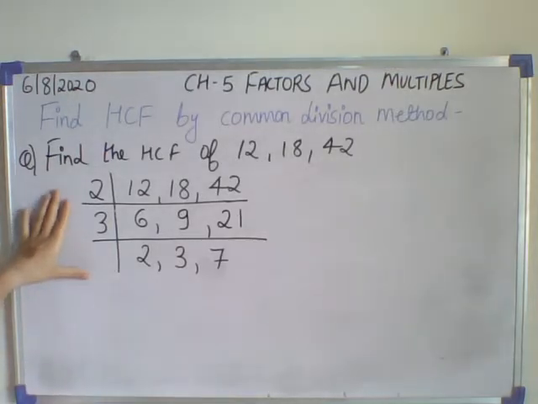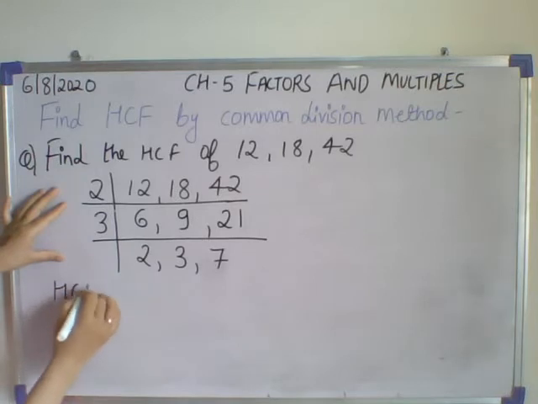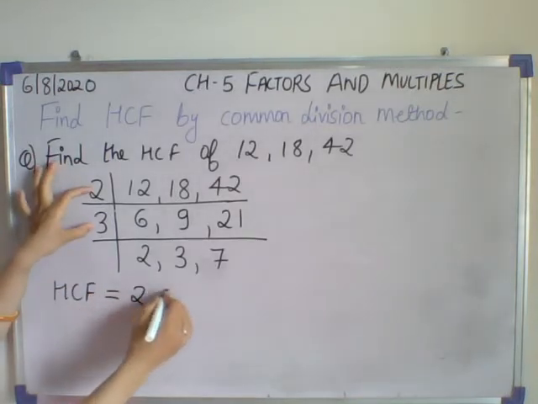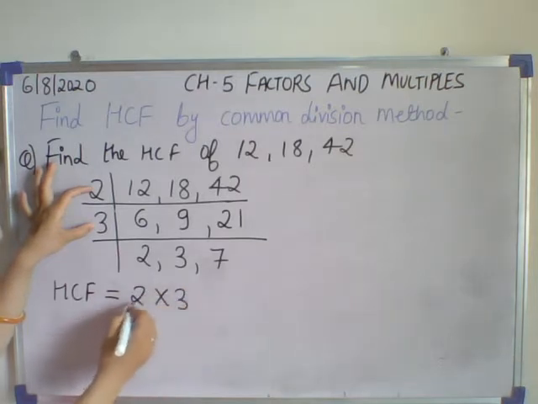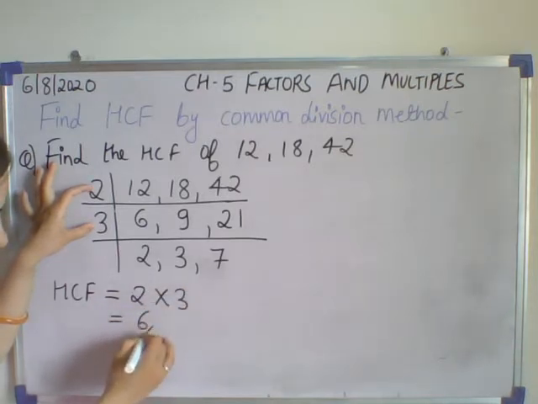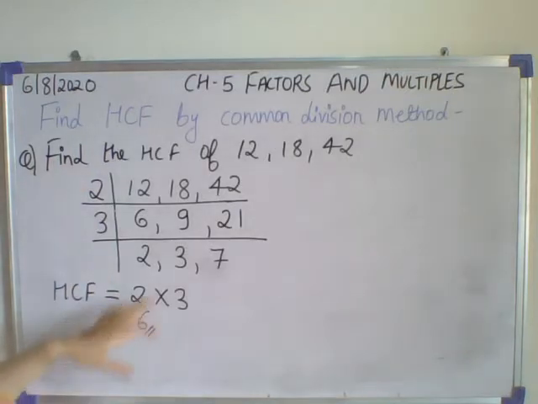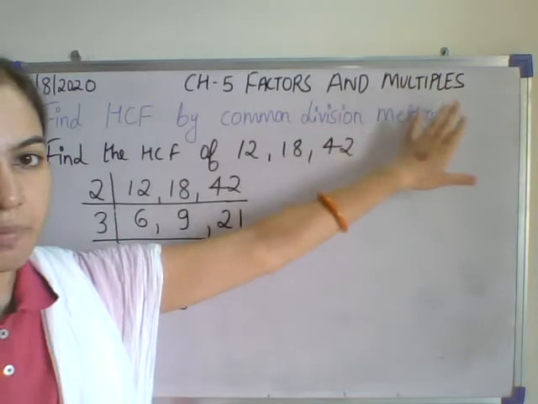Then how will you write the HCF? The HCF will be these 2 numbers multiplied, that is 2 multiplied by 3. So 2 multiplied by 3 is 6. So here the HCF is 6. So this is the common division method.